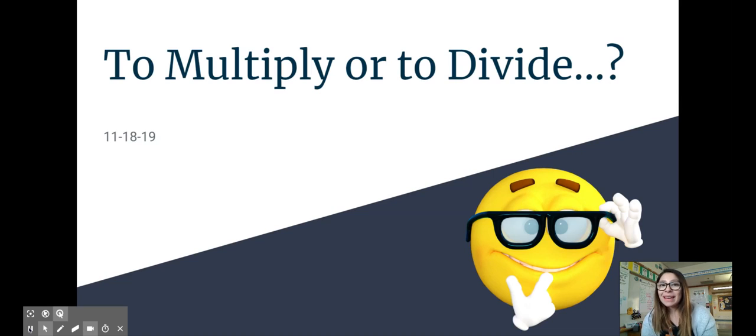It is another week, which means we have a new topic, and it is to multiply or to divide. If you're not sure which one to do in word problems, well, stay tuned and we're going to unravel that.